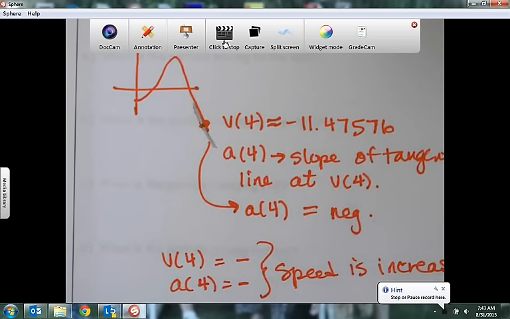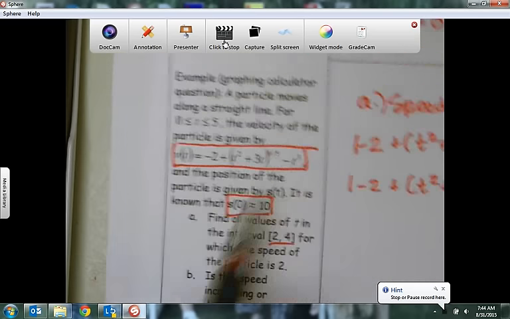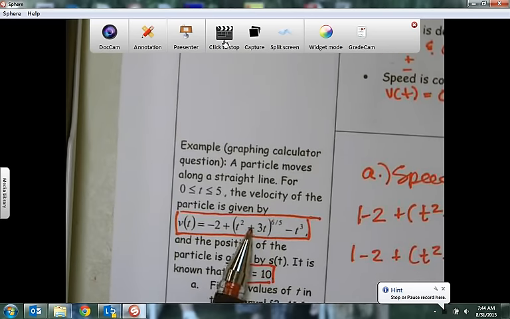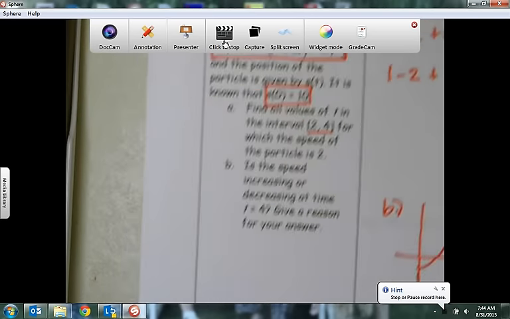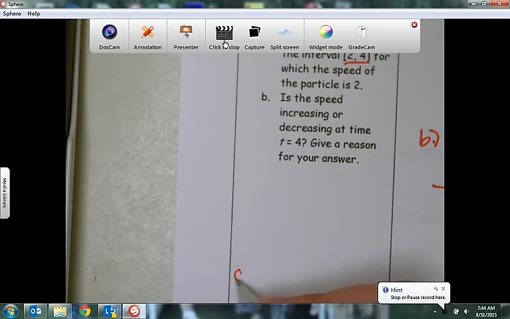Now, you also could have actually gone and taken the derivative of this function. So let's take the derivative if you didn't want to look at it graphically to find a of t. So let's see, -2 is a constant.